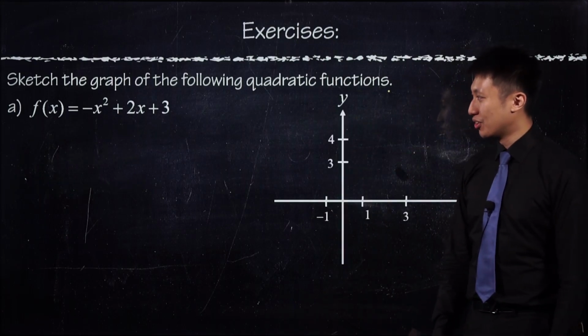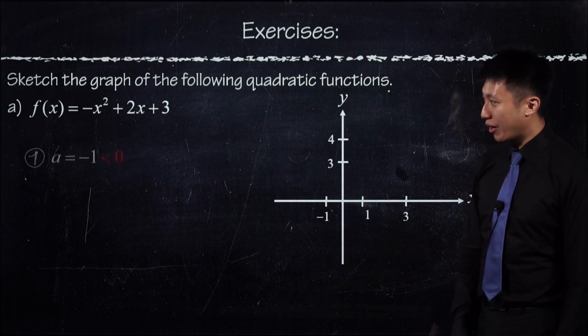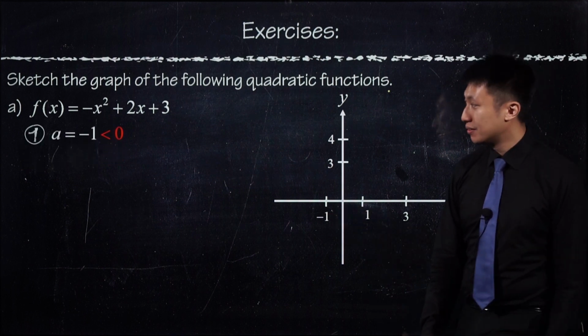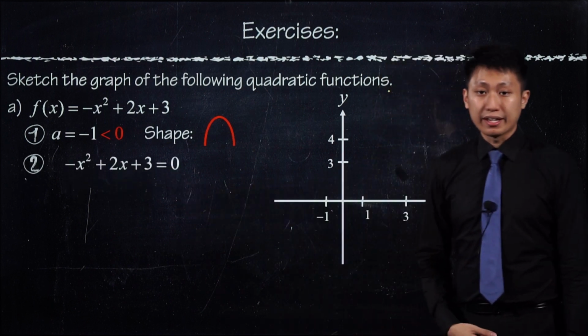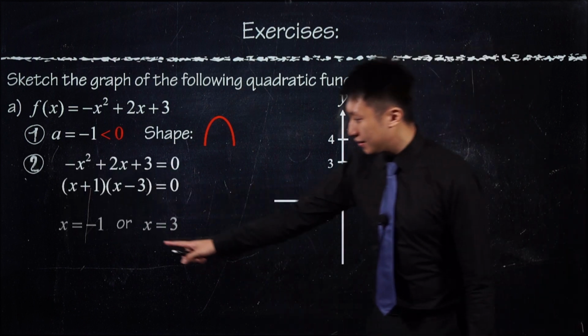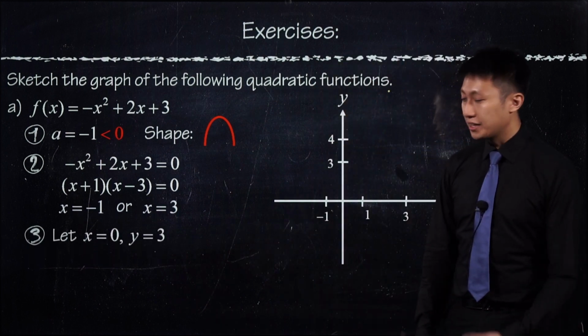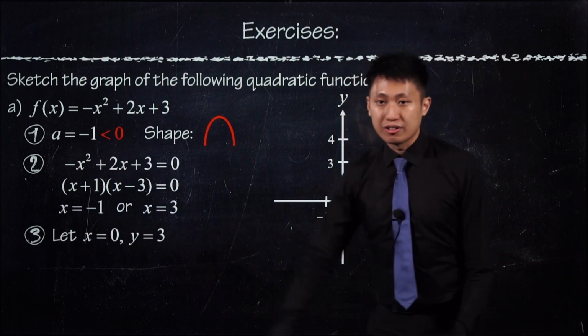Okay, so sketch a graph. What do I do? a is less than 0, so the shape is this. Then solve for the quadratic equation. Then I get this one. Solve for the y-intercept. I get y equals 3.